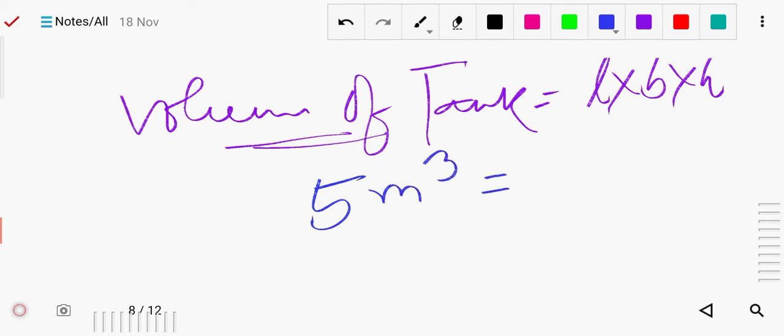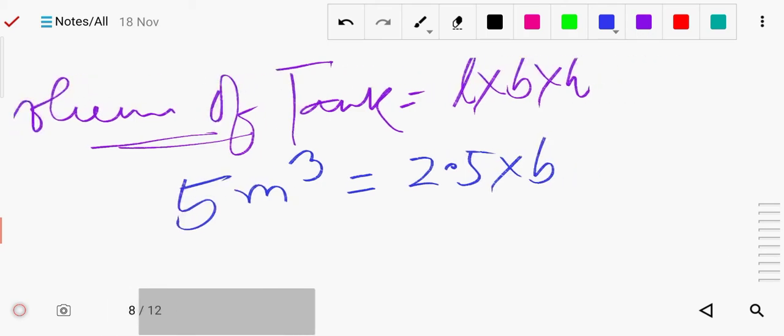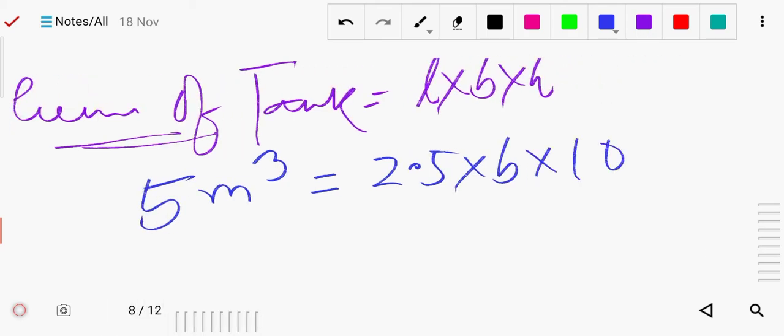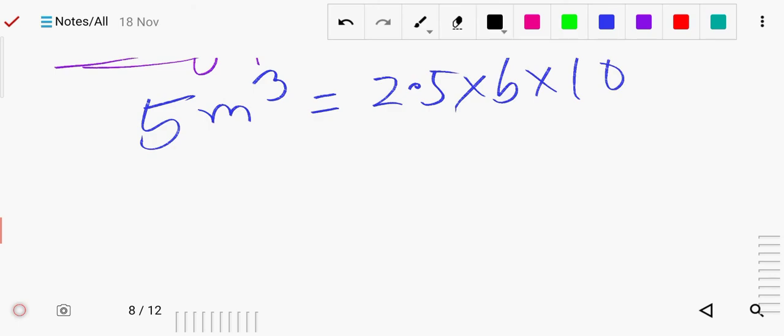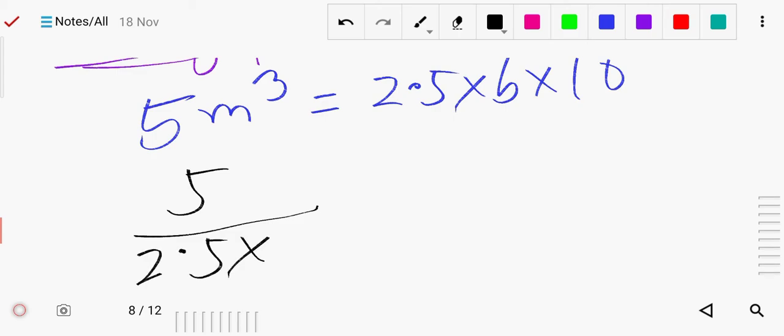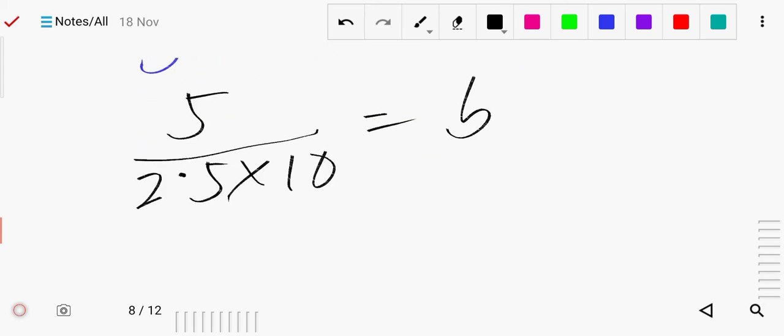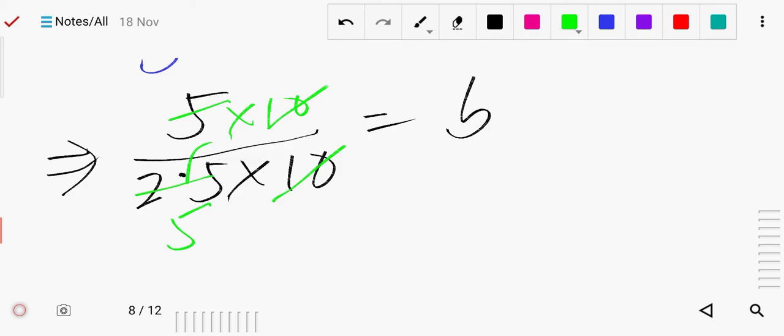Now L is given as 2.5. Breadth is not given, so write B. Its height is given as 10. Now we will shift the sides: 5 stays here, 2.5 and 10 come to this side in the divide, and B is left there. Remove the decimal point, so 10 will be there. Now 10 cancels, 5 fives are 25, so B equals 1 by 5.